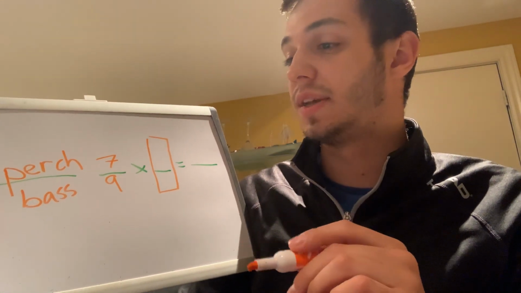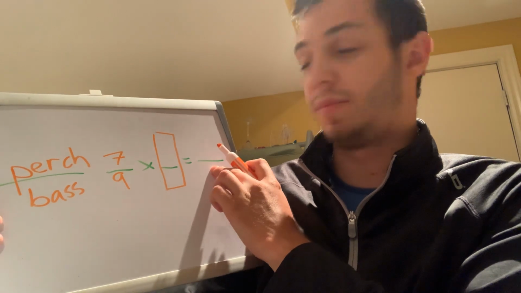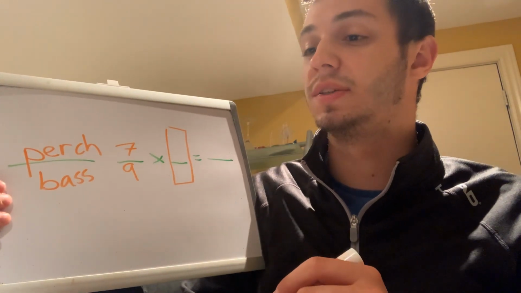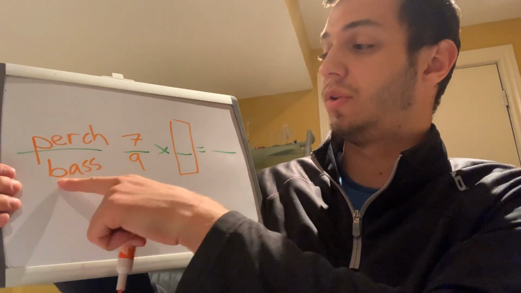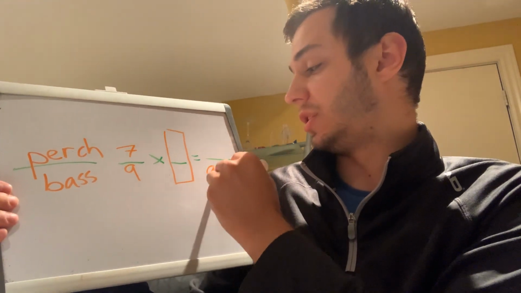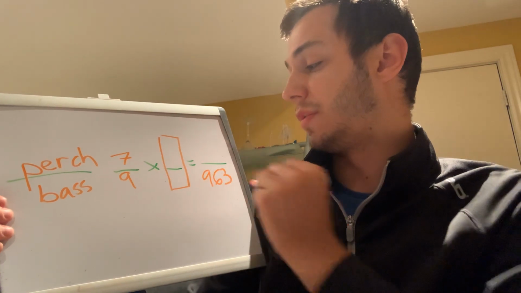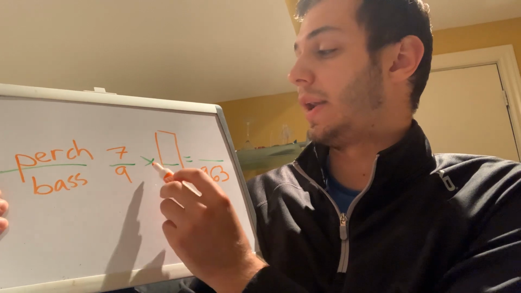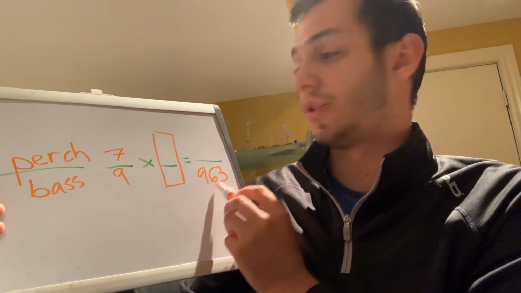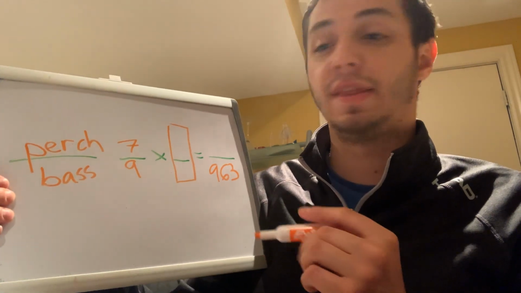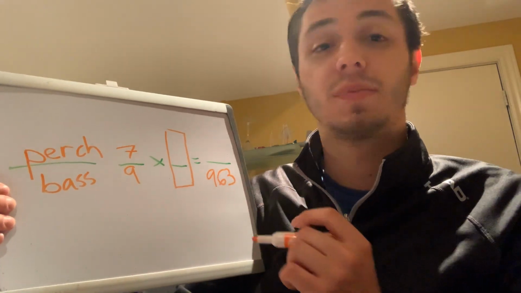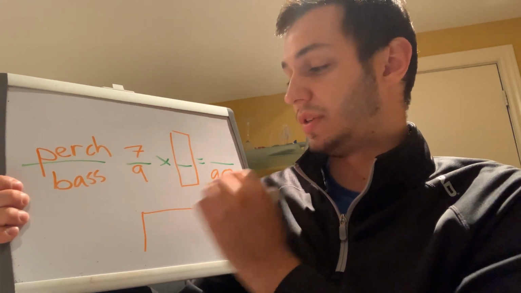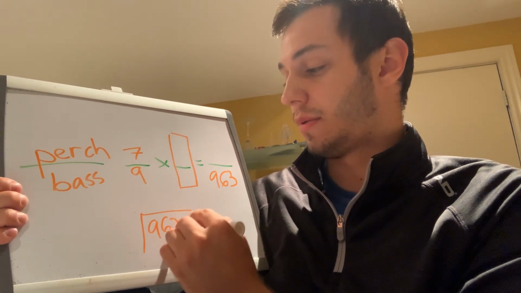And then in our second sentence, we'll get one of the numbers for our last fraction. So it tells us that there were 963 bass, right? So I'm going to look for bass. There were 963. So what I have to do now is figure out, what do I multiply 9 by to get 963? But in order to find that number that we multiply by, we're going to divide. So I'm going to divide 963 by 9.